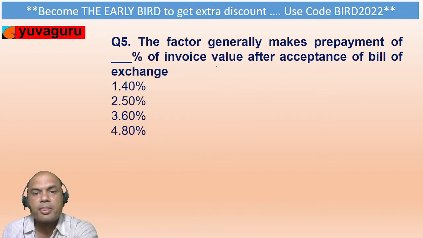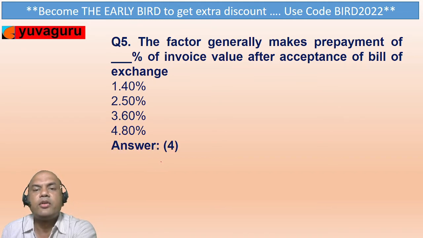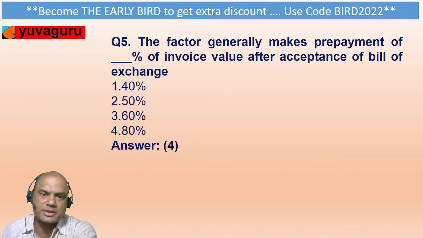The factor generally makes the payment of dash percent of invoice value after acceptance of bill of exchange. So factoring is generally for what amount? What did I tell you? 40, 50, 60, 80? Fast. Which one? 40, 50, 60 or 80? It is correct, 80%. Factoring is generally for 75 to 80%. Keep it very, very clear.